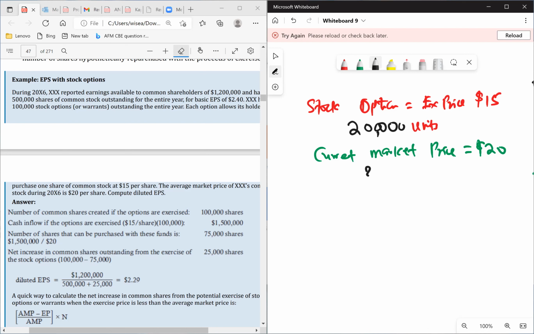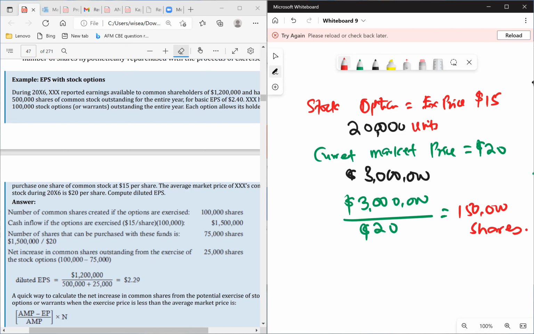$3 million worth of cash is what the company will get if the employee exercises the option. So what will happen is we will now use this 3 million to buy shares from the market. We assume that we are buying shares from the market and divide it by $20 and see how many shares the stock option is actually converted into at the market rate. So 3 million divided by 20. So the actual number of shares that we have to add to the outstanding shares in calculating the weighted average is 150,000 shares.